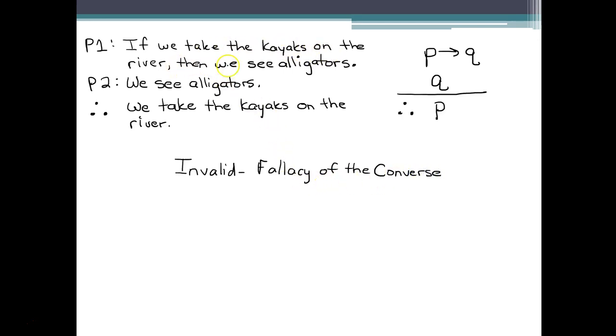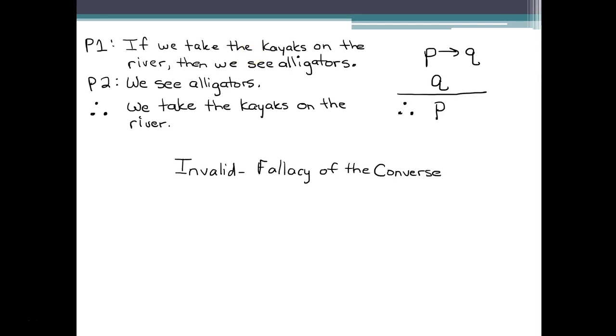Okay, so if we take the kayaks in the river, then we see alligators. They said that they saw alligators, but we can't go backwards with an if-then statement. Seeing alligators doesn't imply that we took the kayaks on the river. If-then statement is only a one-directional arrow, from the kayaks to the alligators. But you can't go backwards and say from the alligators to the kayaks. Remember that going backwards was the converse statement, and remember conditional and converse are not logically equivalent to each other. So you can't go backwards and have a logical argument there. So it's the fallacy of the converse. No need to do a truth table if you know the name of it.